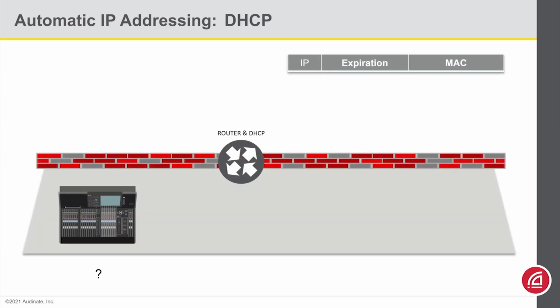So here we have a device that wants to join the network. It needs to contact the DHCP server for an address, right? But it doesn't know where the DHCP server is. So how does it reach that?